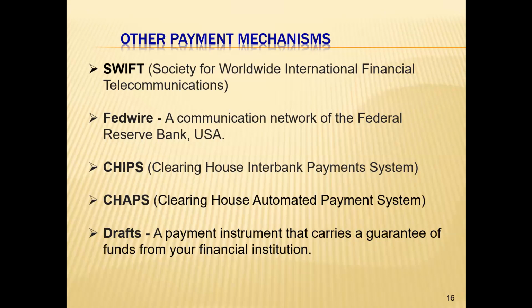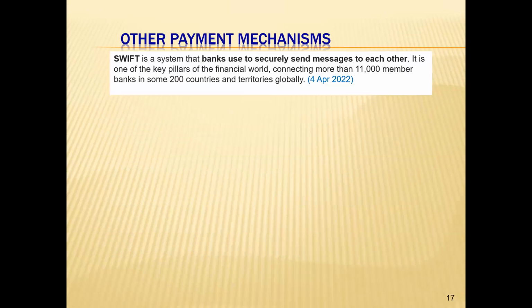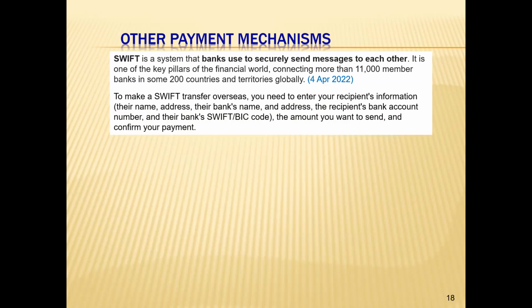Okay, so let's look at SWIFT first. SWIFT is a system that banks use to securely send messages to each other. It is one of the key pillars of the financial world, connecting more than 11,000 member banks in some 200 countries and territories globally. To make a SWIFT transfer overseas, you need to enter your recipient's information, that is their name, address, their bank's name, address, the recipient's bank account number, and their SWIFT or BIC code. Okay, that's a bank identification code. The amount you want to send and confirm your payment.